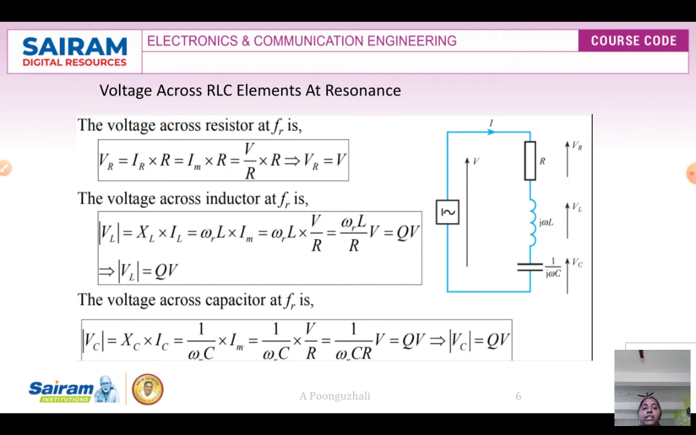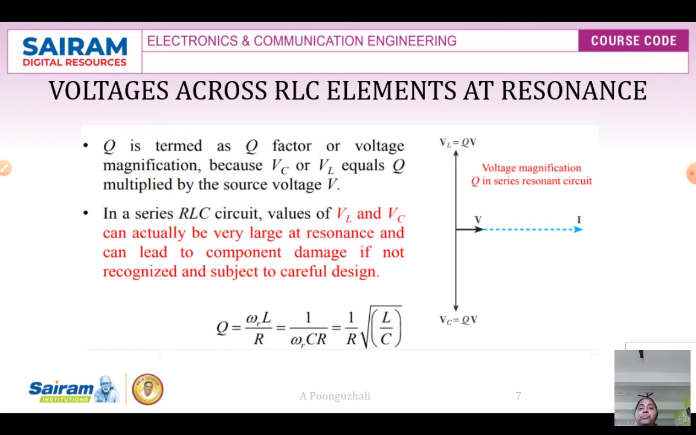Next is the voltage across the capacitance at f_R: V_C is equal to X_C into I_C. X_C is what? 1 by omega_R C into I_M. So here 1 by omega_R C into V by R. So here it is 1 by omega_R C_R R into V, that is nothing but Q into V. So voltage across the capacitance is equal to Q into V.